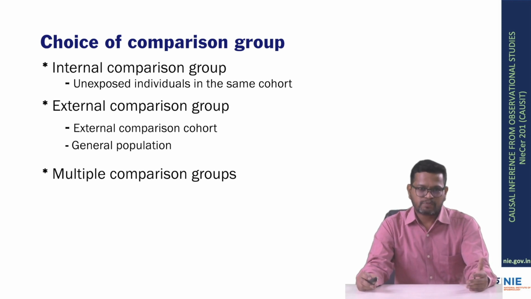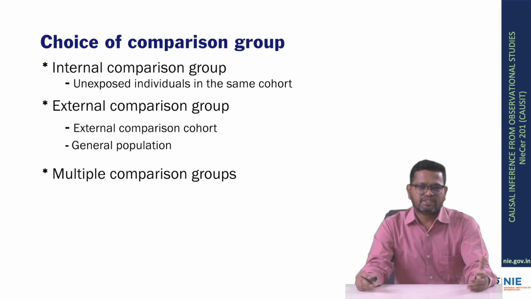We need to consider two important points while selecting the comparison group in a cohort study. First, the unexposed or less exposed comparison group should be as similar as possible with respect to possible confounding factors. Second, the information collected should be as accurate and as comparable as possible in all groups in order to avoid bias. We could have three types of comparison groups for cohort studies: an internal comparison group, an external comparison group, or the general population as comparison group.